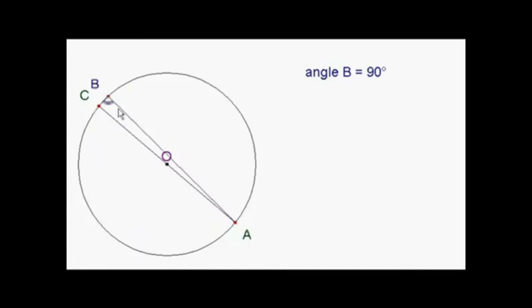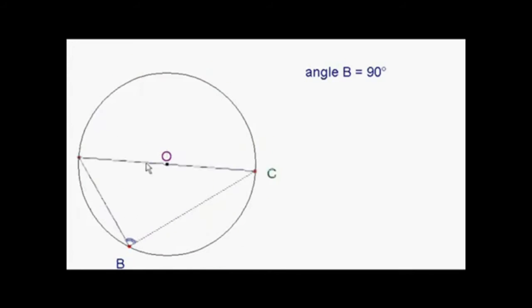The rule is quite simple. Quite easy to remember, this one. Whenever you draw an angle like this inside a semicircle, it's always 90 degrees. Wherever you draw it, and even if you move the diameter, it's always 90 degrees.